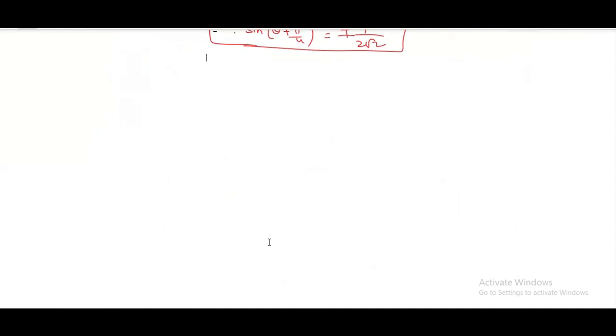let's see one more question. After that, we'll take some questions as homework. So let's see this question. One more question: tan theta plus tan 2 theta plus tan 3 theta is equal to 0. So we need to find the general solution for theta. So how can we solve this one?